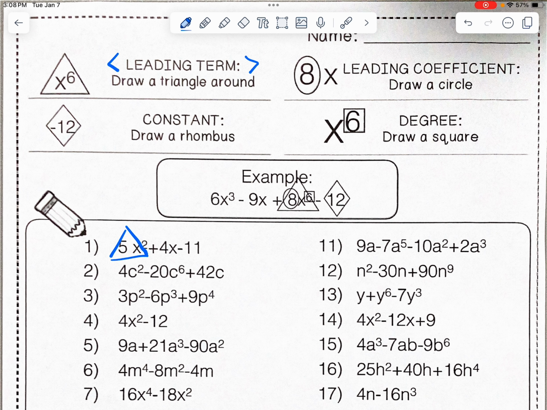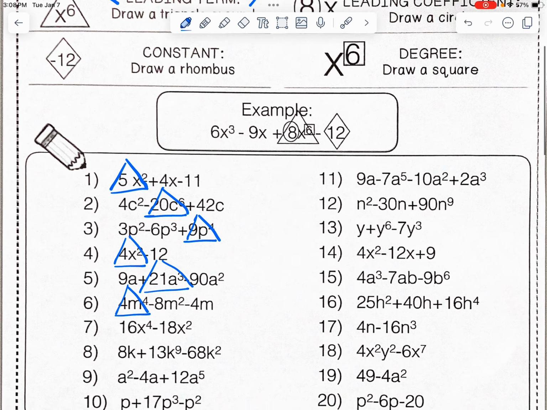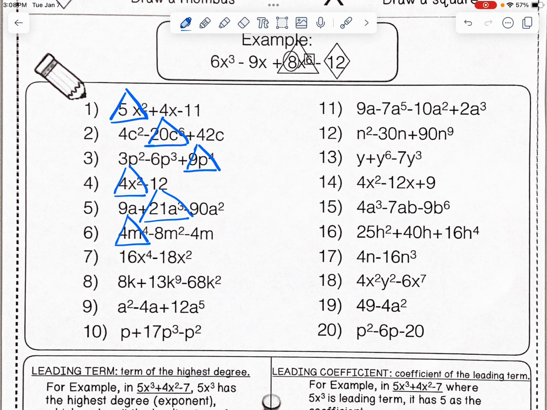But say I look at number 2, for example. It's not in descending order because this right here should be in the front because it has the largest exponent. So if I were to write it in descending order, that would be my leading term. The leading term for number 3 would be this one, again, because that has the biggest exponent. Number 4 is already written in descending order. Number 5, the one with the biggest exponent, is the 21a to the 3rd. Number 6, it would be 4m to the 4th. So again, you're just looking for the one that has the largest exponent. That's the one that would be in the front and written in descending order.